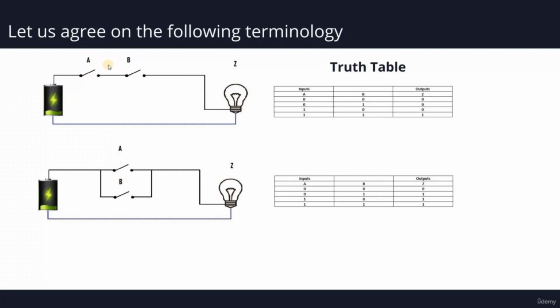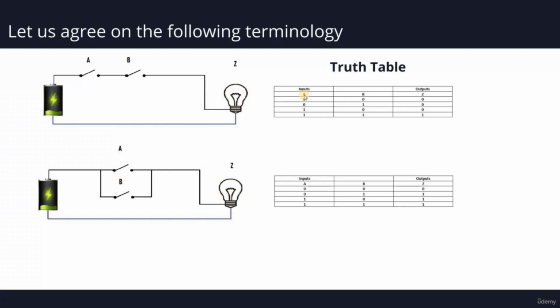It's called AND because you need A and B to be on in order to conduct or get a logic 1 at the output. So I'm going to call these switches inputs, and this is my output. Input is anything that I manipulate at the input of the circuit in order to create some result at the output, which is the lamp. So this is what we call a truth table in logic design.